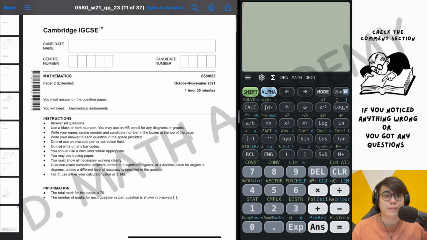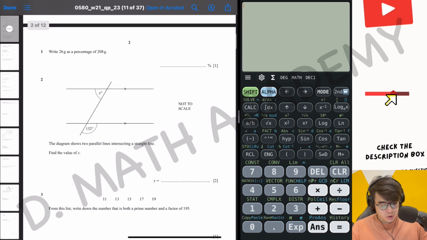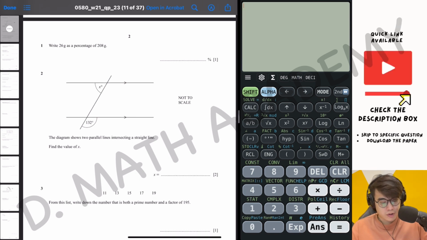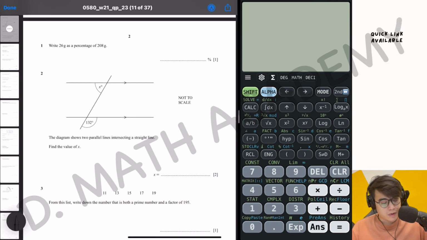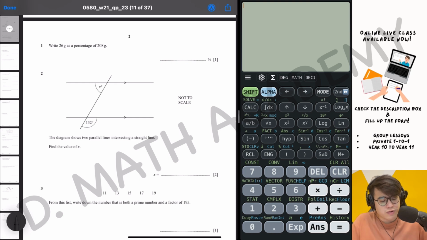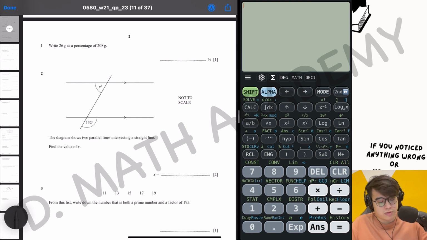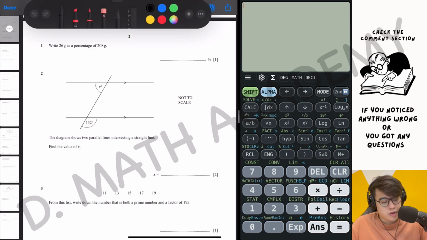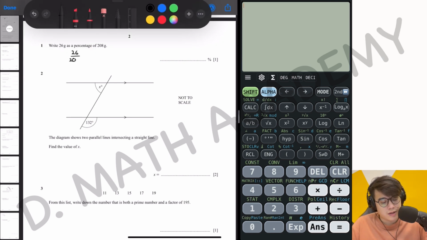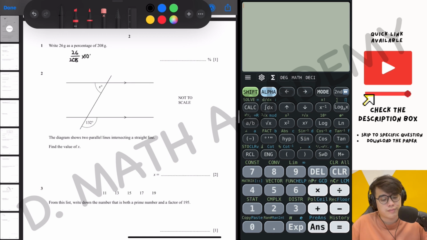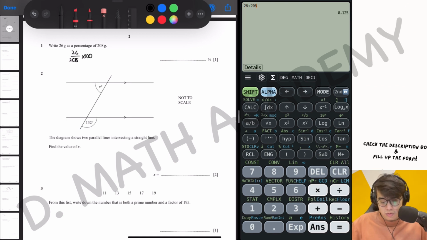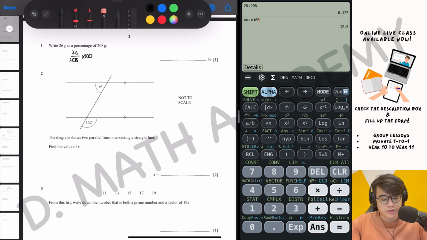Let's get started with our paper here. We are looking at the first question now. We are having 26 gram as a percentage of 208 gram. So 26 over 208 as a percentage means you have to convert it by multiplying 100 to it. Then you get your result as 12.5%.